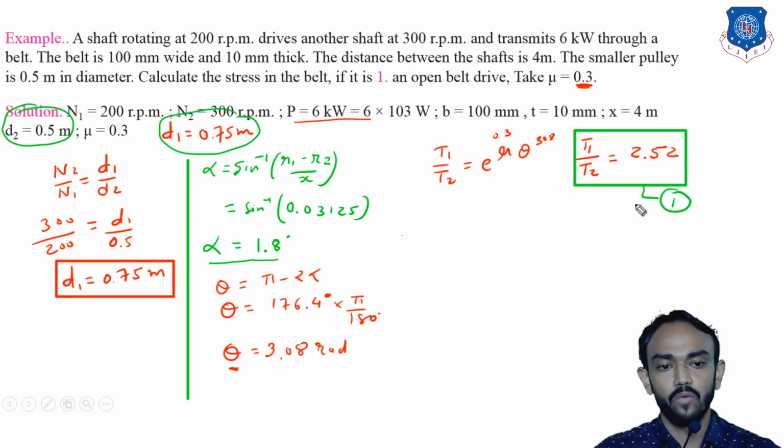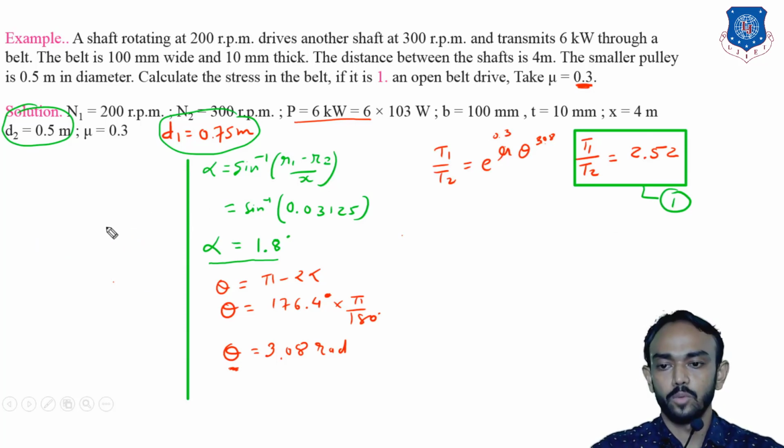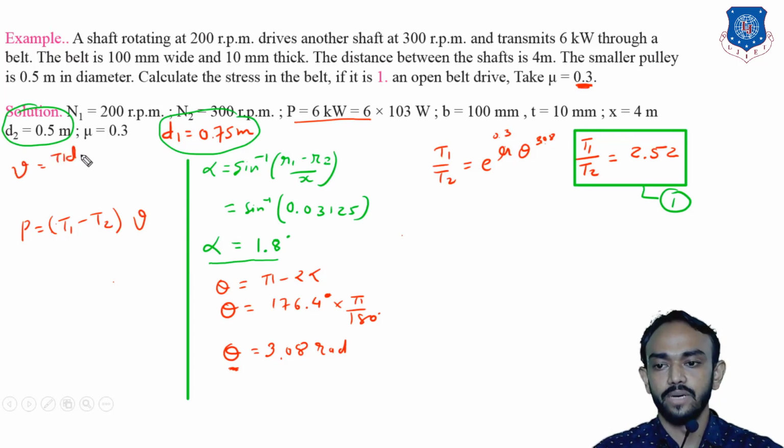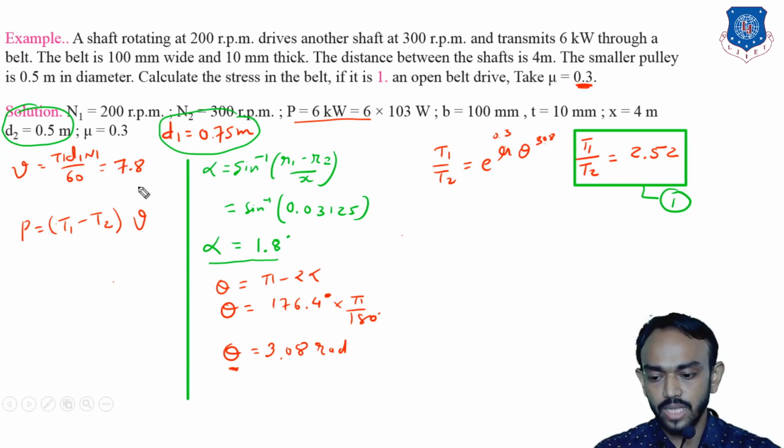Now we go to the second formula, the power equation. Power is equal to (T1 minus T2) into velocity. First of all, we need the velocity. Velocity is equal to pi d1 n1 upon 60, so your answer will be 7.8 meters per second.